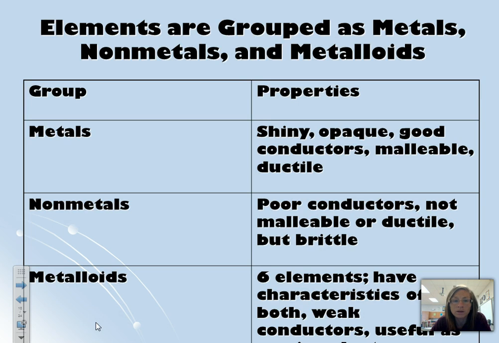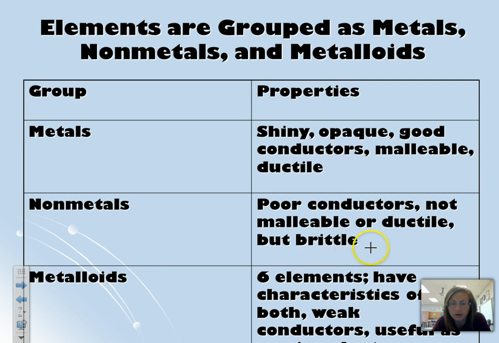Okay, so one way that the elements are grouped is as metals, nonmetals, and metalloids. I suggest in your Cornell notes that you make yourself a little T-chart and label one group, one properties. Metals, nonmetals, and metalloids are the three groups we're looking at. Some of the key things that would identify metals: they're shiny, they're opaque, they're good conductors, and they're also very malleable, which means you can manipulate or bend them pretty easily.